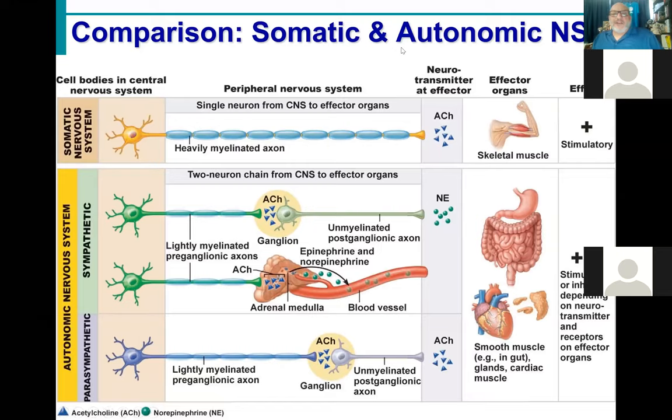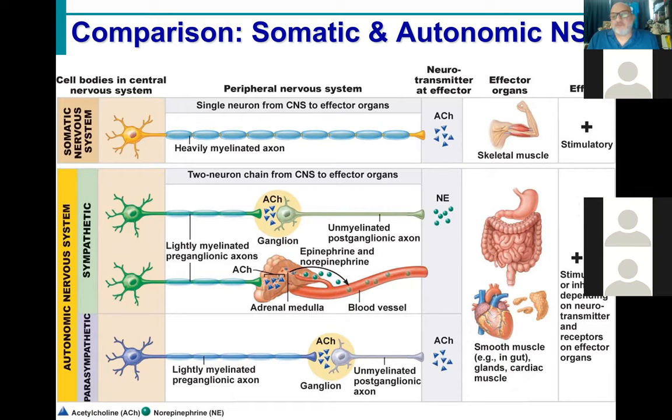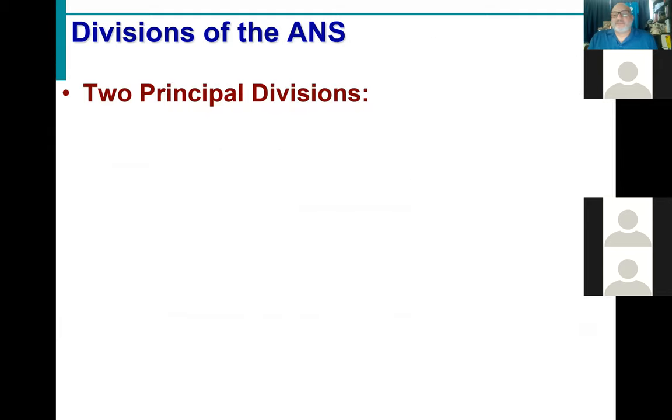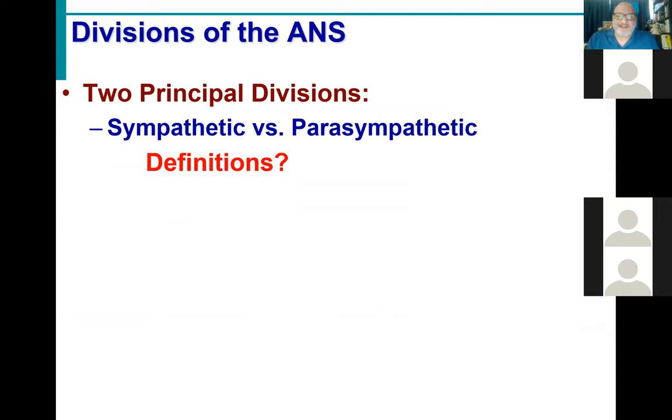All righty. We left off last class, and we had talked about the anatomical and functional differences between the somatic and the autonomic nervous system: the difference in the pathways, the difference in the neurotransmitters, and all of the things associated with that. As you can see from this illustration that our book has given us, not only are there differences between the autonomic and the somatic motor, but there are differences between the sympathetic and the parasympathetic, the two branches of our nervous system. So let's talk about those two divisions, the sympathetic and the parasympathetic.